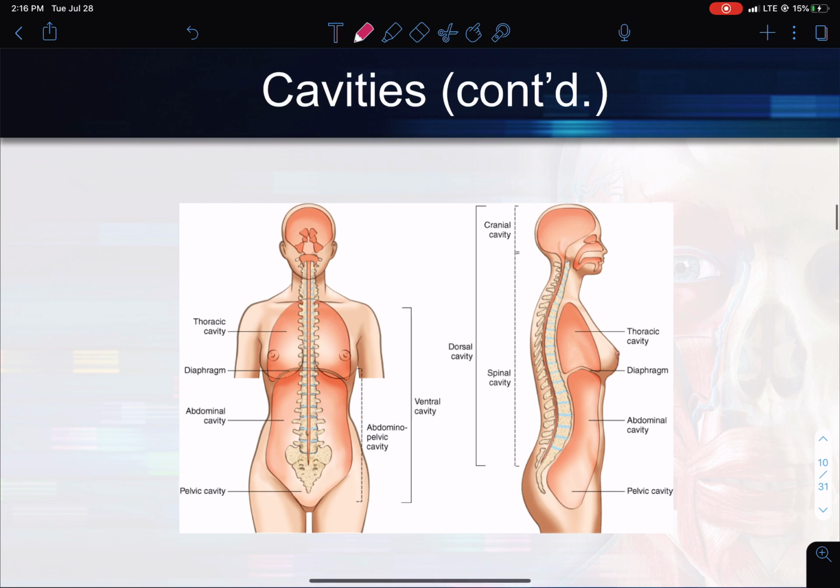So here's a picture of the cavities that we talked about. Here we have the posterior or the dorsal cavity that contains the brain and spinal cord. Then we have the anterior or the ventral cavity, which contains the thoracic cavity and the abdominopelvic cavity, which can be separated into the abdominal and the pelvic cavities individually. The thoracic cavity is separated from the abdominopelvic region by the respiratory diaphragm.